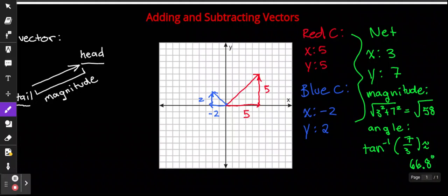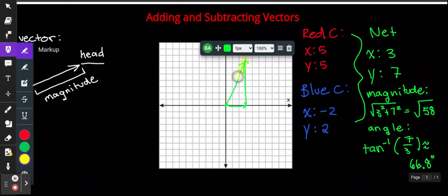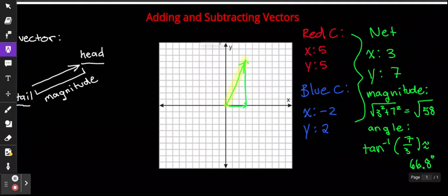So now that we have this, we can draw out our resultant vector in green, starting with our components. So we know we have 3 to the right and 7 up. And kind of like end to end, we can add up these x and y components for our final resultant vector, which is going to look like this. And I will highlight it. And this is going to be our final resultant vector.